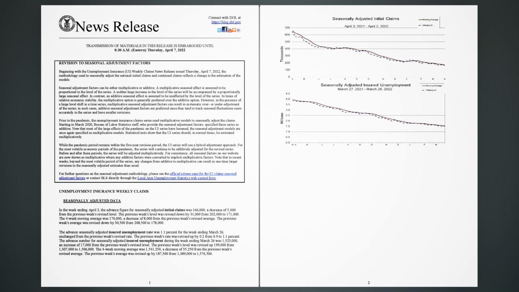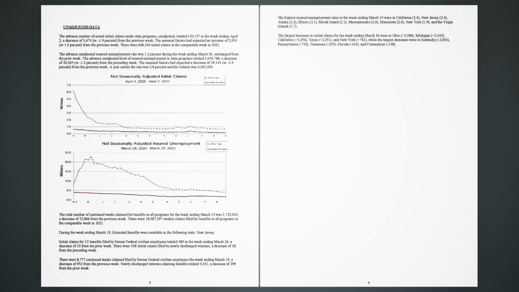The 4-week moving average was 1,541,250, a decrease of 35,250 from the previous week's revised average. The previous week's average was revised up by 187,500 from 1,389,000 to 1,576,500. Unadjusted data. The advance number of actual initial claims under state programs, unadjusted, totaled 193,137 in the week ending April 2nd, a decrease of 3,674, or minus 1.9%, from the previous week.